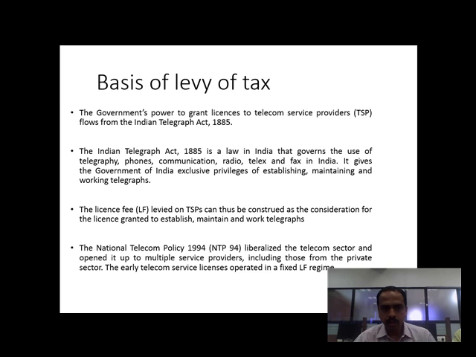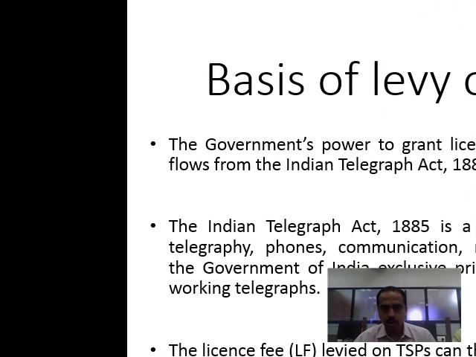The Indian Telegraph Act 1885 is a law in India that governs the use of telegraphy, phones, communication, radio, telex and fax in India. It gives the Government of India exclusive privileges of establishing, maintaining and working telegraphs. The license fee levied on telecom service providers can thus be construed as the consideration for the license granted to establish, maintain and work telegraphs.